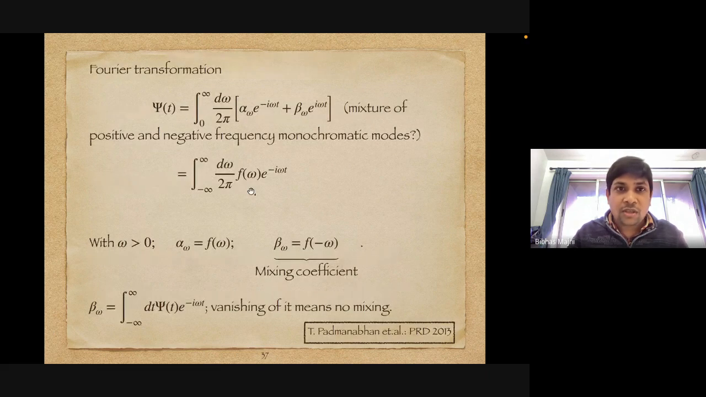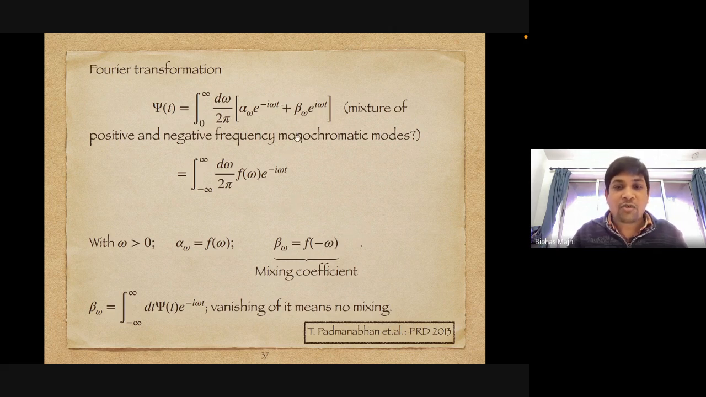Now you ask the question whether this later time wave function can be written as a mixture of negative frequency and positive frequency with respect to some monochromatic modes, which is like e to the power minus i omega t. If your beta is not equal to zero, then the later time wave function is a mixture of these. We wrote this in a much more suitable form, which is like a Fourier transformation, where you can identify this alpha as this Fourier coefficient, and beta as minus omega of this Fourier coefficient, which I call a mixing coefficient.